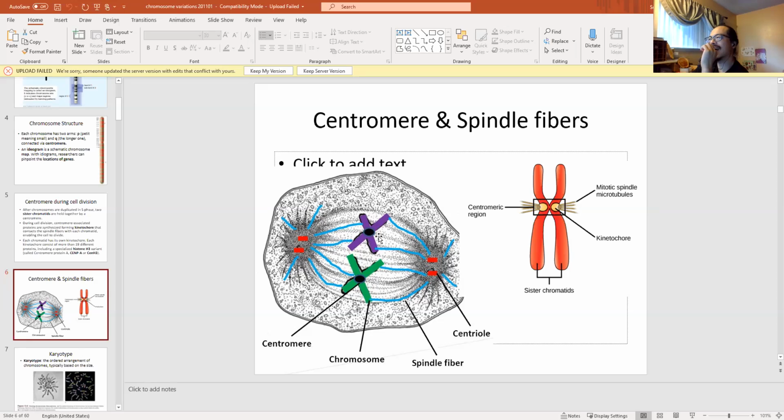This drawing is not exactly accurate because the microtubules are actually connected with the centromere, connected with the kinetochore. So that's a better one. I probably need to choose another figure.